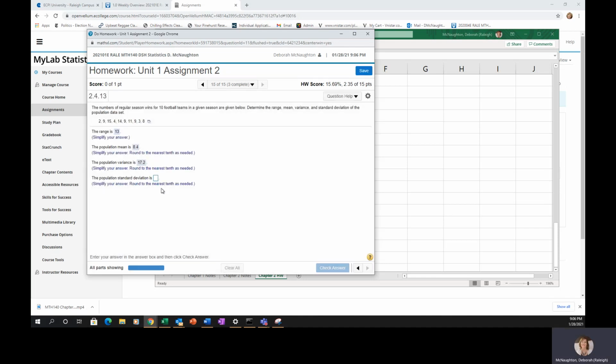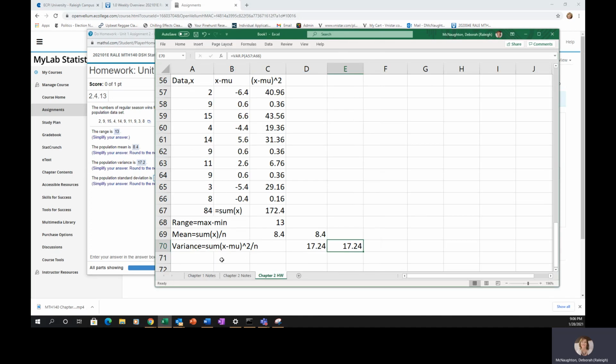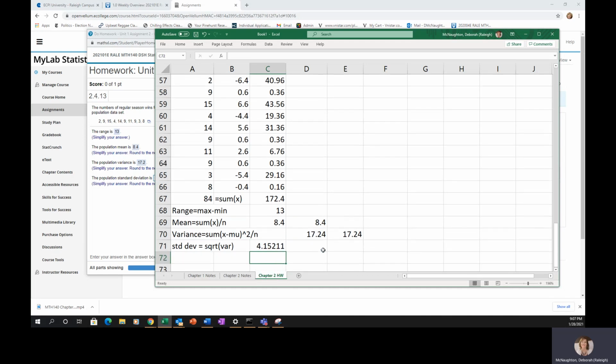Okay, and then the standard deviation, to get the standard deviation, I just take the square root of the variance. So the square root is SQRT variance. So I'm just going to go equals SQRT and then pick the variance. So that's one way to get it.